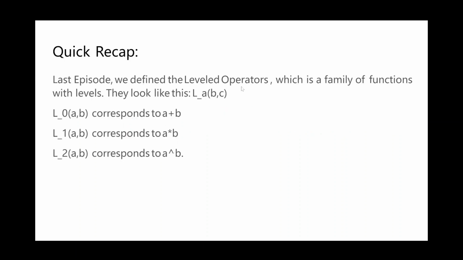Here is a quick recap of the previous episode. In the last episode, we defined level operators, which is a family of functions with levels 0, 1, 2. They look like L sub A of B and C. We discussed that L sub 0 of A and B is equal to A plus B, and L sub 1, which I will refer to as the level 1 operator, is A times B, and then level 2 is A to the power of B.